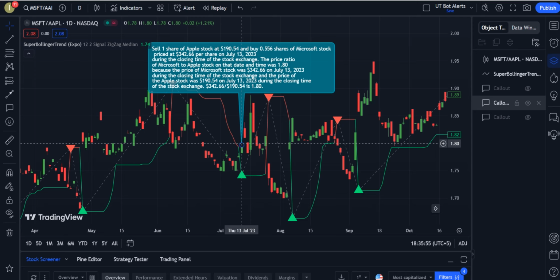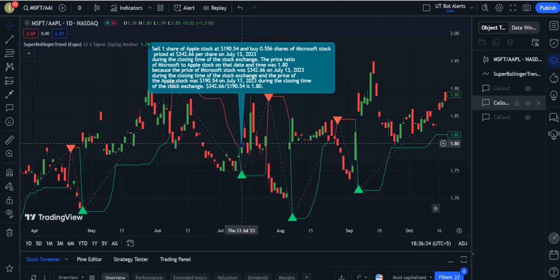And we would use that money of $190.54 to buy 0.556 shares of Microsoft stock priced at $352.66 per share. Why we're buying 0.556 shares of Microsoft stock and not an entire share is because at this stage we don't have enough money to buy a whole share of Microsoft stock, so that's why we're buying a fractional share of Microsoft stock, using the proceeds that we obtained from the sale of the one share of Apple stock.